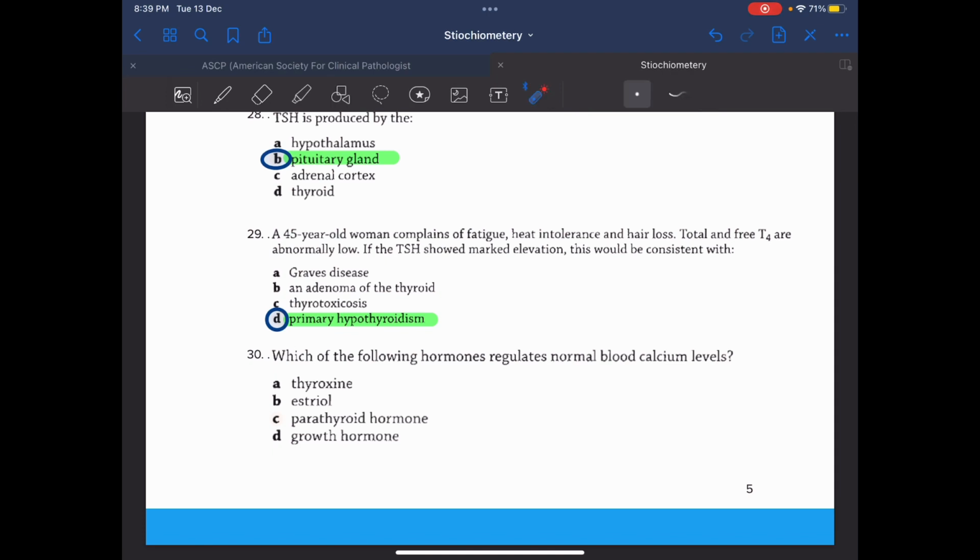Question number 30. Which of the following hormones regulates normal blood calcium level? Thyroxine, estriol, parathyroid hormone, or growth hormone? The correct answer is parathyroid hormone, PTH.